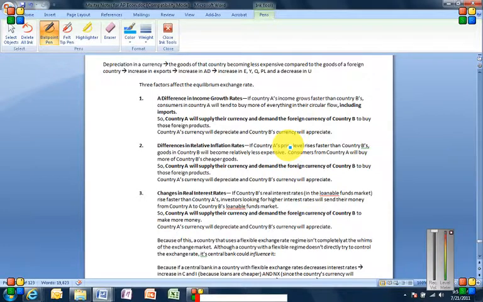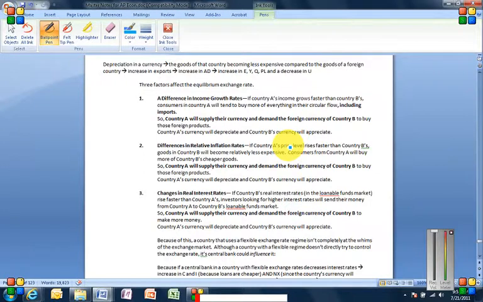Last factor, changes in real interest rates. If real interest rates in country B's loanable funds market rise faster than country A's, then investors looking for the highest interest rates possible are going to send their money to the place where their money can make the most money. If you're looking for a place to put your money, whether it's in your country or another country, just think of it in terms of savings accounts.